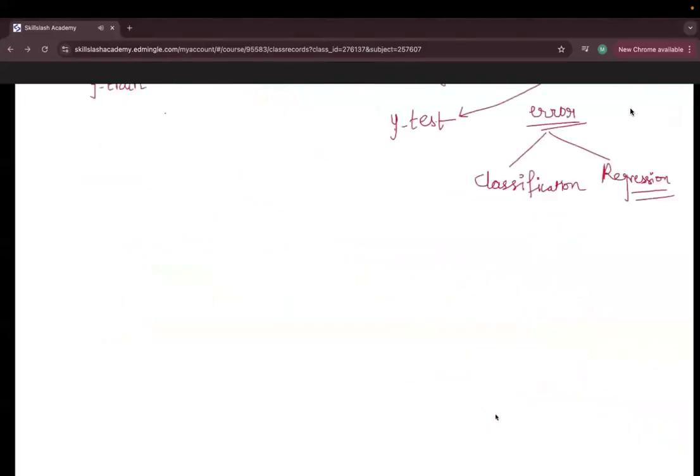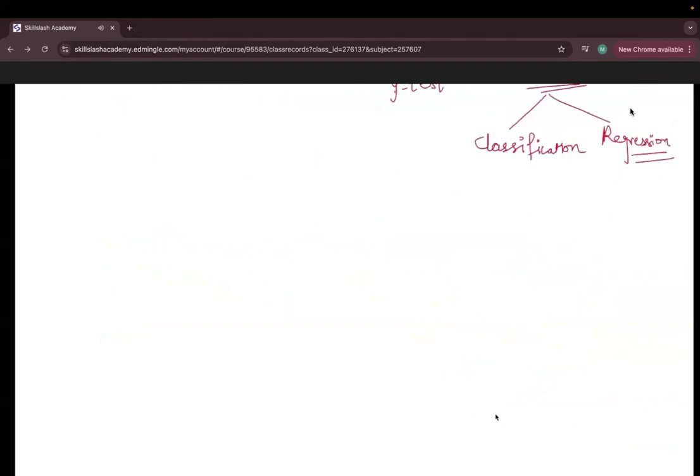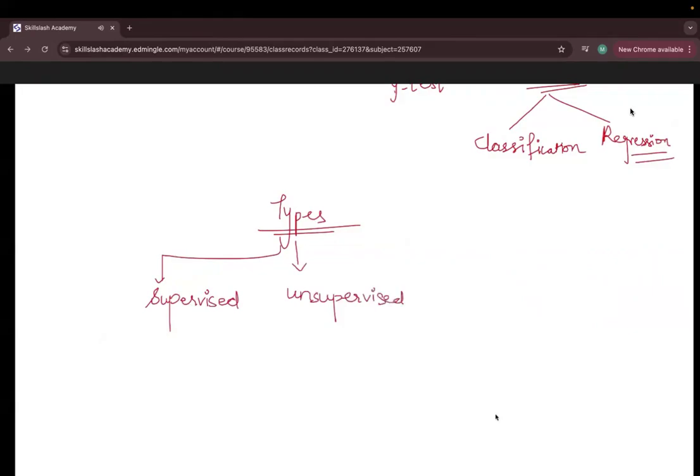Okay. So guys, just for a quick revision, if you remember, we have three types of machine learning models, right? What are those three types? Type number one, supervised, and then unsupervised, and reinforcement learning. How are we going to distinguish? Let's leave reinforcement for now.